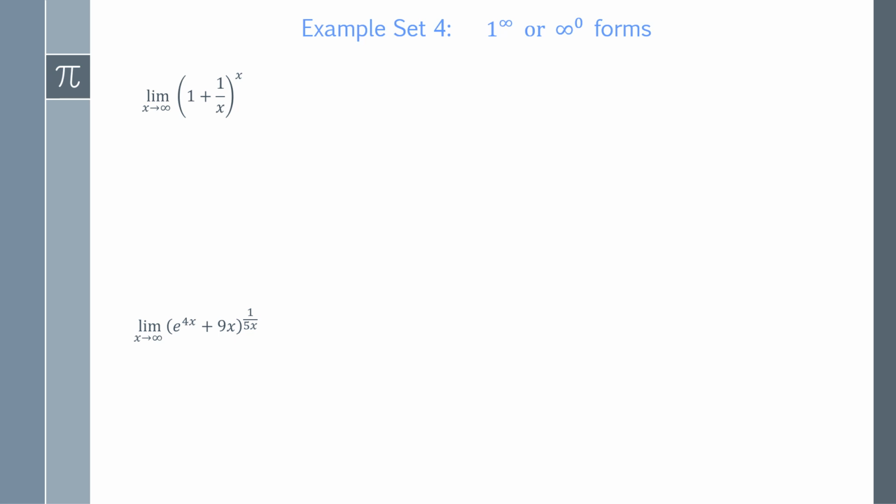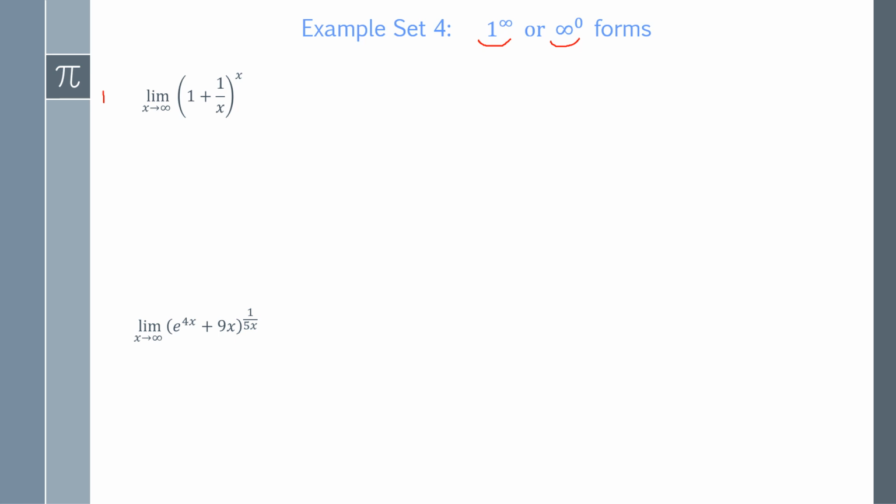Let's take a look at our last set of examples. Here we will look at the form 1 raised to infinity and infinity raised to 0. For these examples, we will need to use a very specific trick. In general, this type of problem seems to be a little bit challenging for students, so I encourage you to pay very careful attention to the solutions, carefully go through all the steps, and make sure that everything is clear. So let's take a look at the first problem.